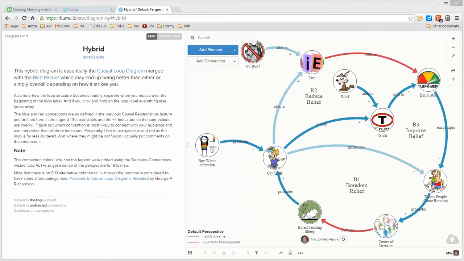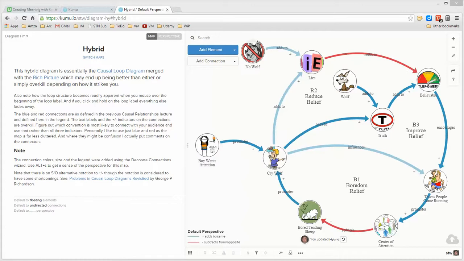In this session, I'll talk a little bit about a hybrid diagram. There are aspects of the rich picture which are meaningful and useful, and there are aspects of the causal loop diagram which are really sensible and enhance the ability to communicate the meaning of the diagram. Though if you simply merge the two of them together, you end up with something that typically is overload.